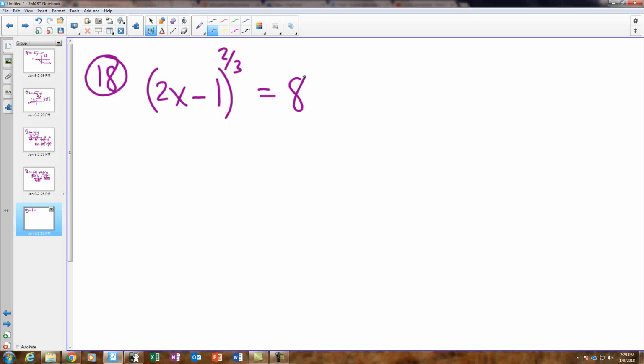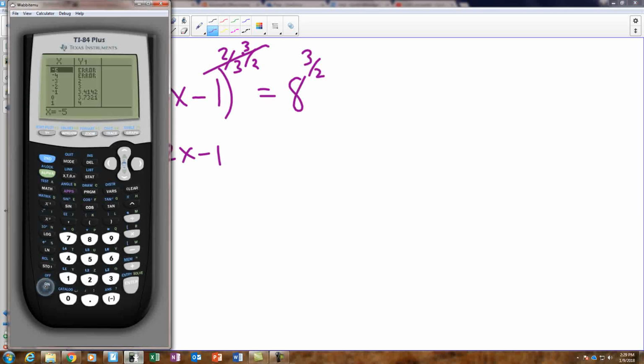Times what by 3 over 2? The exponents. It's really important, if you're going to use the word multiply or times, that it's the exponent that's multiplied, not the number. We're not multiplying 8 by 3/2. We're multiplying its exponent. Or we can say we're raising it to a higher power. So we're going to times the exponent by 3/2. We'll use a 3/2 exponent over there. The left side just leaves me with 2x minus 1. I don't know what 8 to the 3/2 is, so I'm going to use my calculator for that.